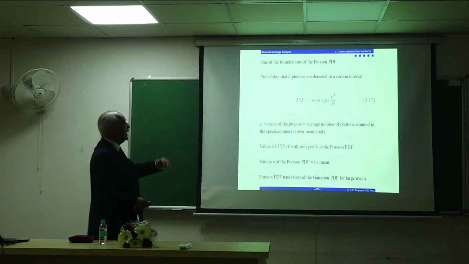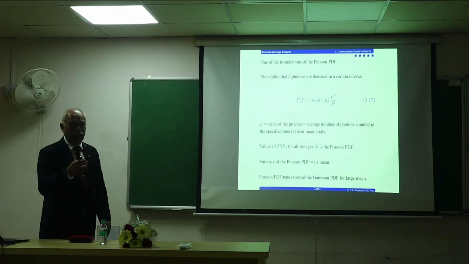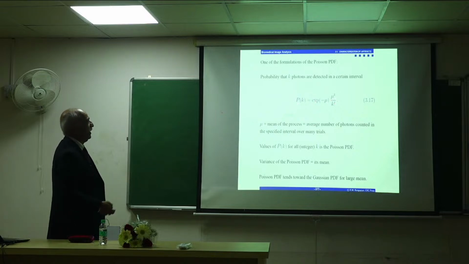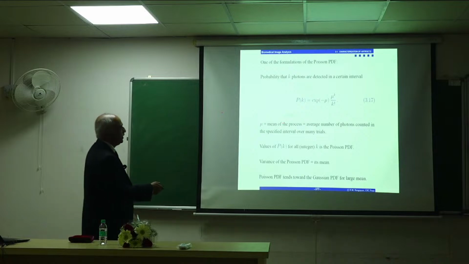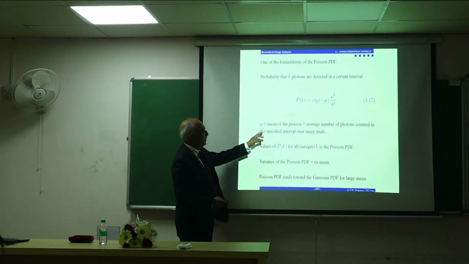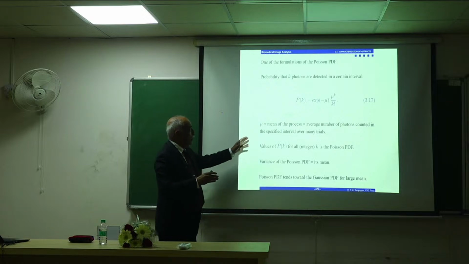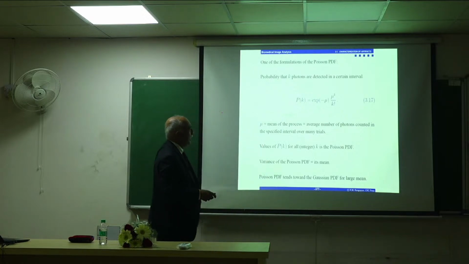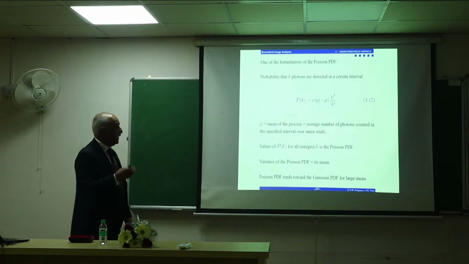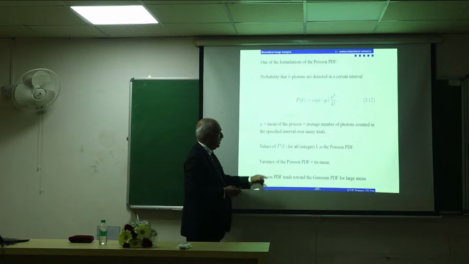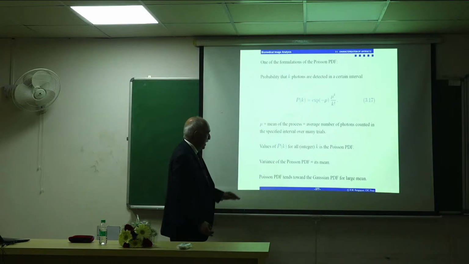One of the formulations of the Poisson PDF, there are at least two. I'll show one here. p of k is exponential minus mu, times mu to the power of k, over k factorial. Mu is the mean, the average number of photons counted in the specified interval of time over many trials. p of k is the probability of occurrence of k.